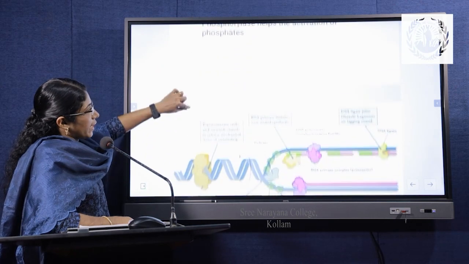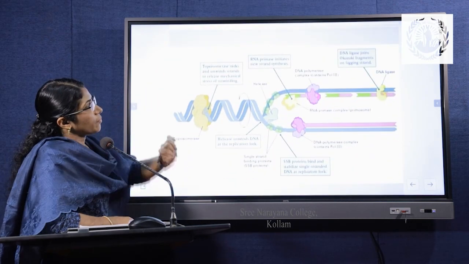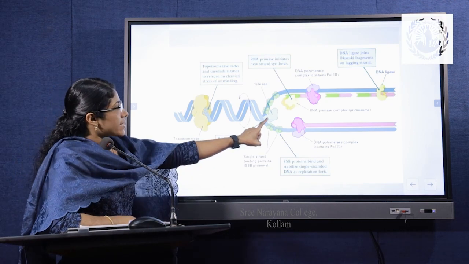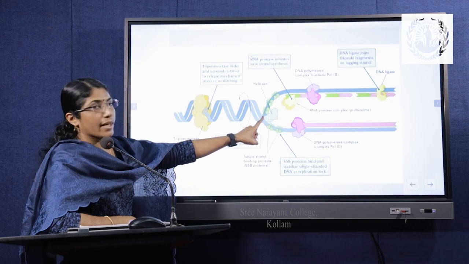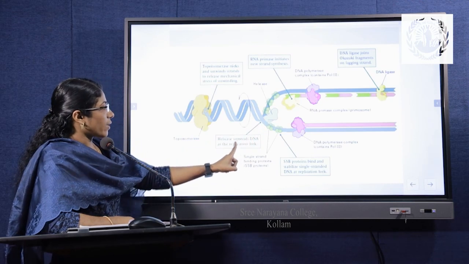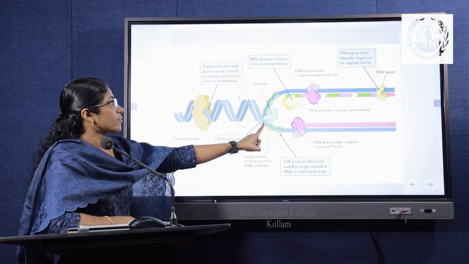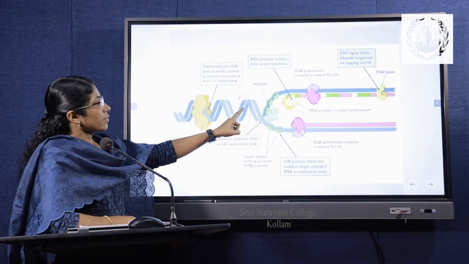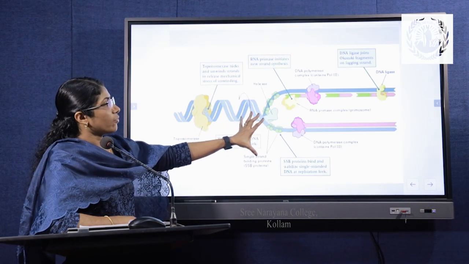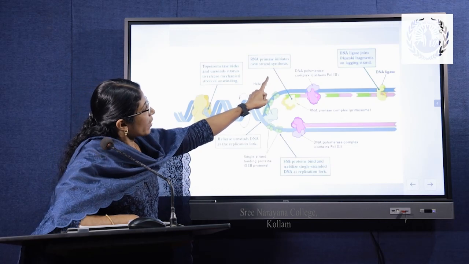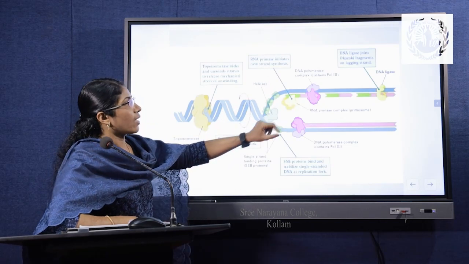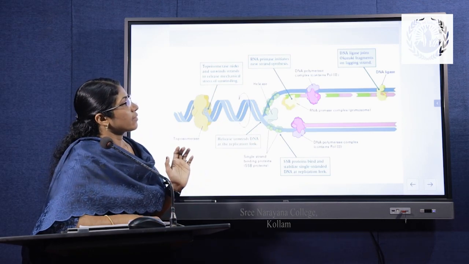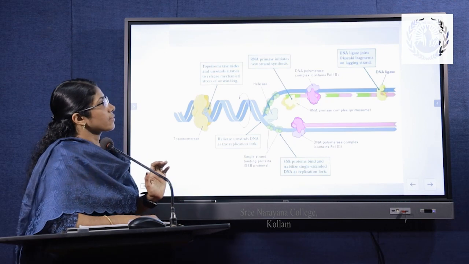So this is the entire process that takes place in DNA replication, the role of enzymes. The first enzyme, helicase, helps the unwinding. Helicase unwinds the DNA and the replication fork forms. Then topoisomerase releases the tension formed due to the unwinding of the DNA strands. Then primase initiates the synthesis of RNA primers and DNA polymerase synthesizes complementary DNA strands.